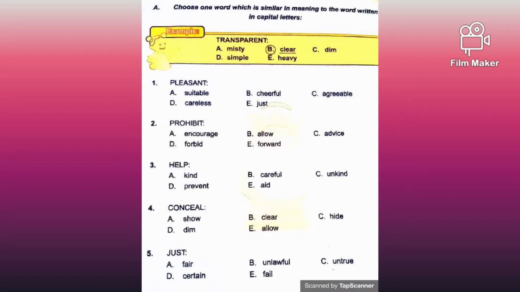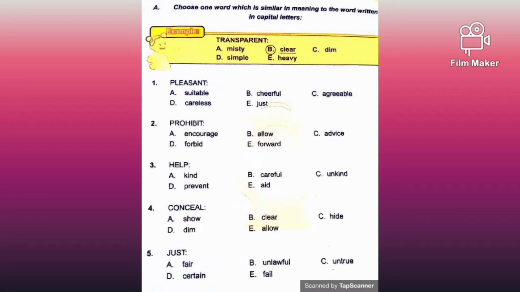Now, let's take a quick look at the instruction. The instruction says choose one word which is similar in meaning to the word written in capital letters. The example we have here is transparent. The word in capital letter is transparent. And now we are to find a word that has the same meaning or similar in meaning to the word transparent. And if you look at the options carefully, you find that clear was underlined. So clear is the only word that is similar in meaning amongst other words. Do you understand that? Okay.